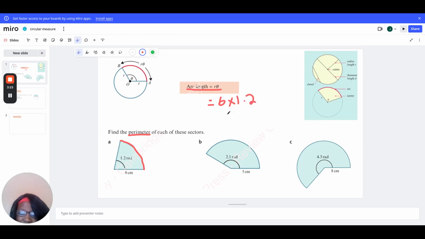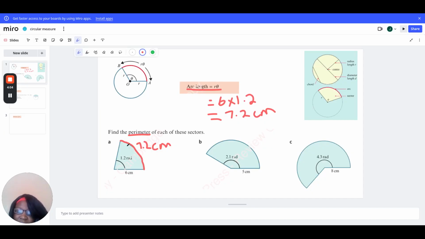1.2 radians, and if you multiply these two, what do you get? So okay, I'm going to do 12 by 6. What do you get? 7.2. So this is 7.2 centimeters. But is this our perimeter or is it our arc length? So 7.2 is this section, of our sector.